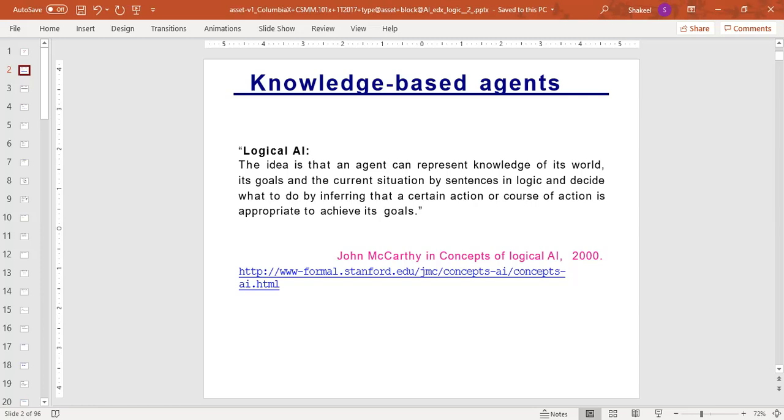I found this a very good definition of what logical AI is, because it actually uses the key components of logical AI: knowledge representations and inference.